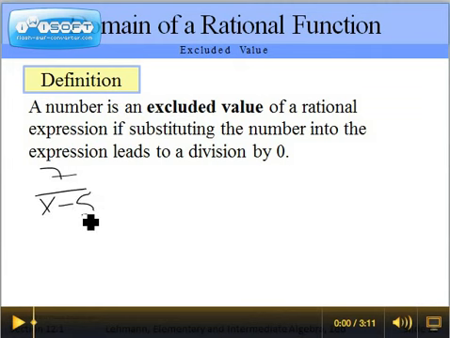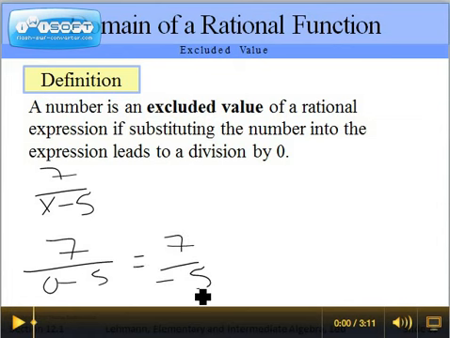This means that 5 is not in the domain of the function f of x equaling 7 over x minus 5. So for the expression 7 over x minus 5, 0 itself is not an excluded value, because if I take 7 over 0 minus 5, I end up with 7 over negative 5. And 7 over negative 5 does not contain a division by 0. So for the expression x over 3, again, 0 is not an excluded value, because I can have 0 over 3, and that does not have a division by 0. In fact, 0 over 3 is defined, and it's equal to 0.